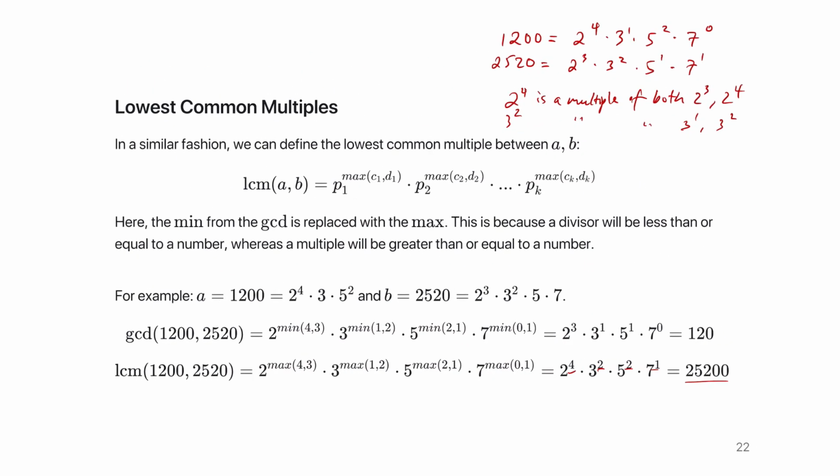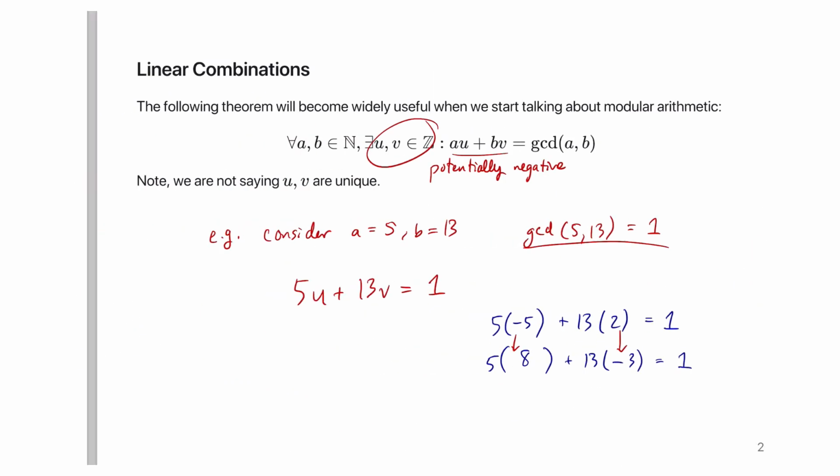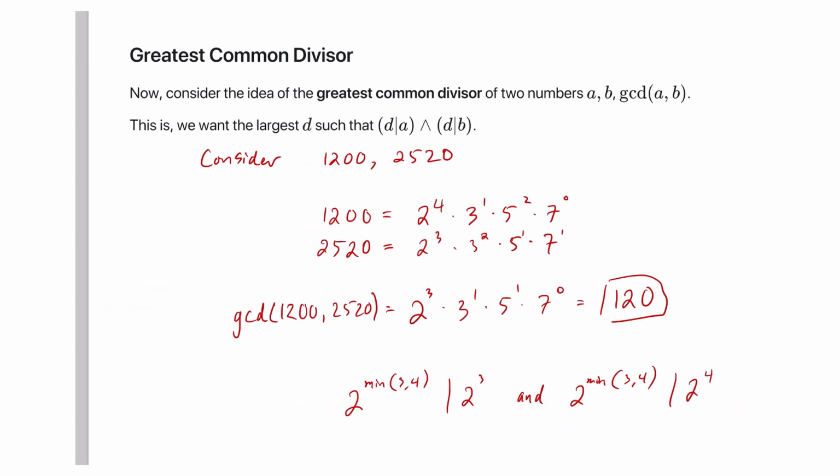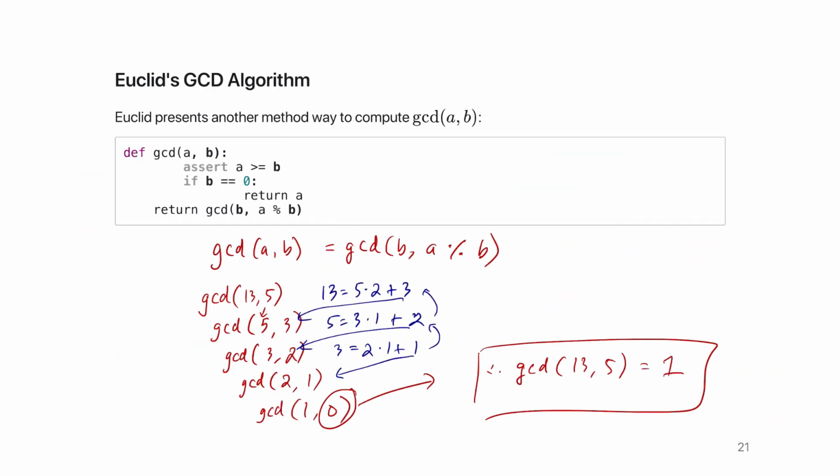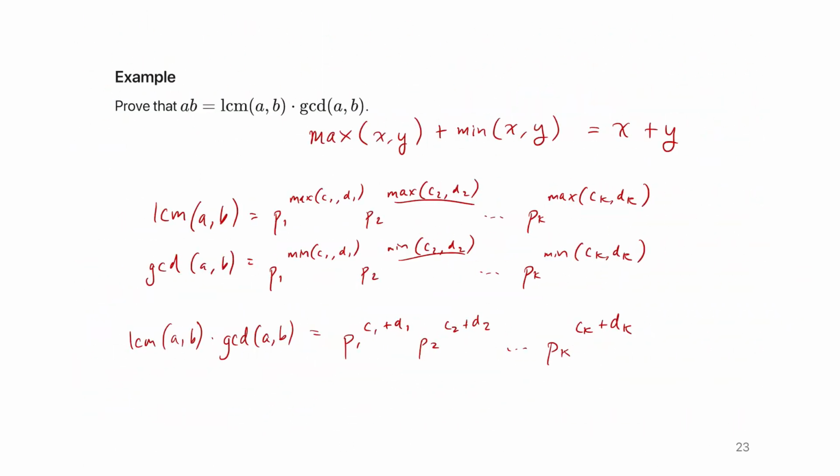Okay? And does that look like the representation of A times B? I think so. Where did we go? Right here. We just said when you multiply the two numbers, you just add the exponents. That's exactly what we're doing here. So any questions with that?